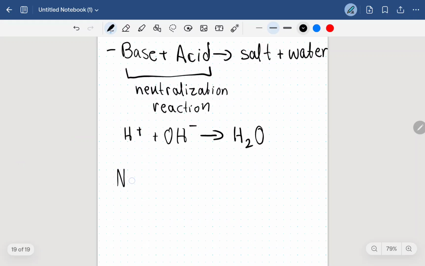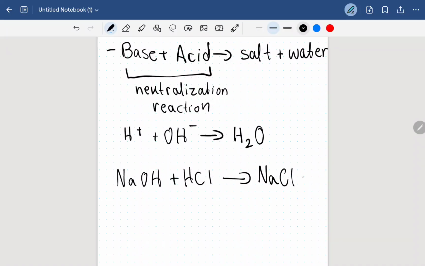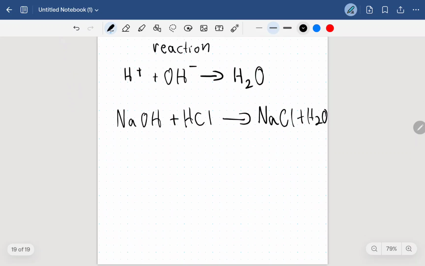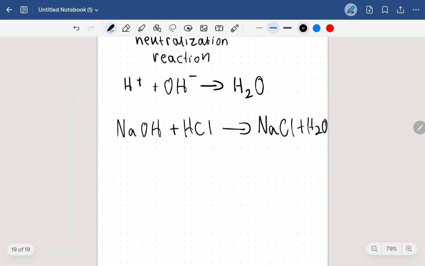Let's say you have NaOH. Or well, you do have here actually a strong acid and a strong base. This is the non-net ionic equation, and this is the net ionic. Plus HCl, you're going to get NaCl, which is table salt, iodized table salt, and water, H2O. I really recommend you go back to the notes and have them all memorized. So these are when you have bases and acids.